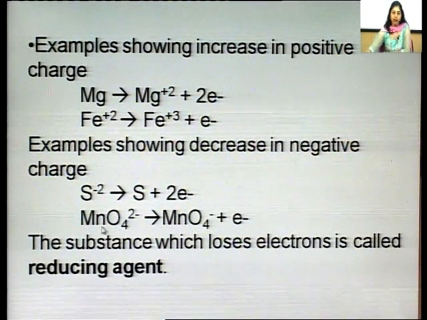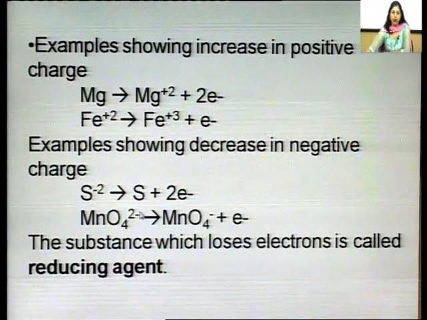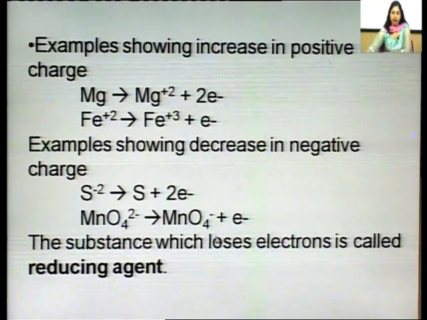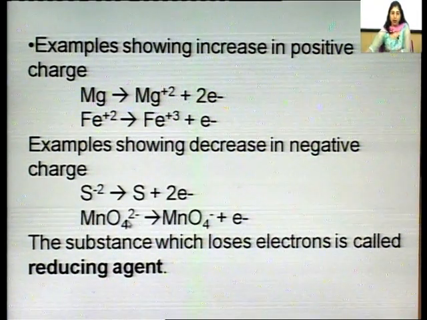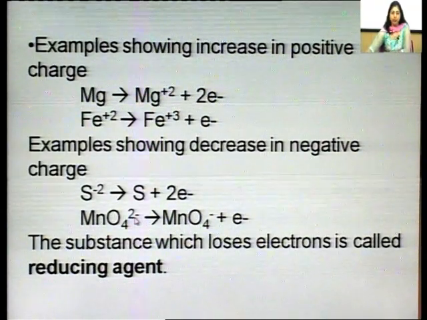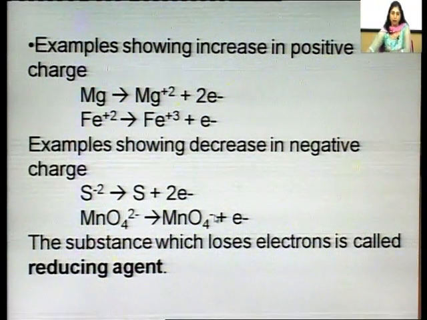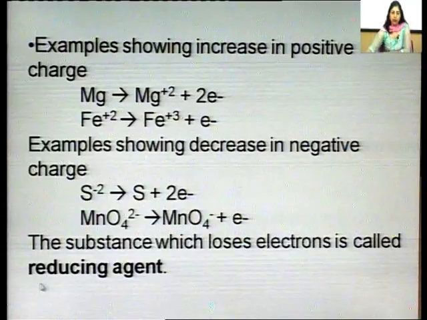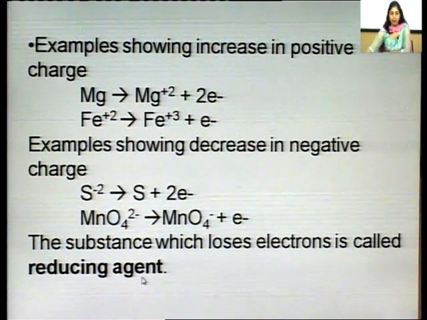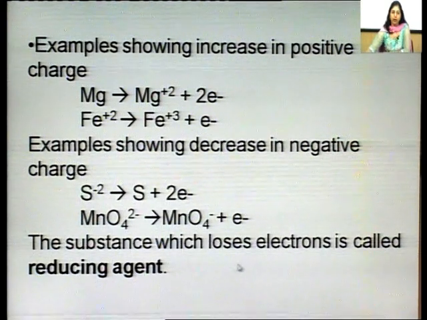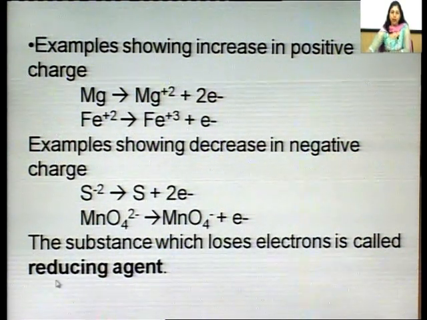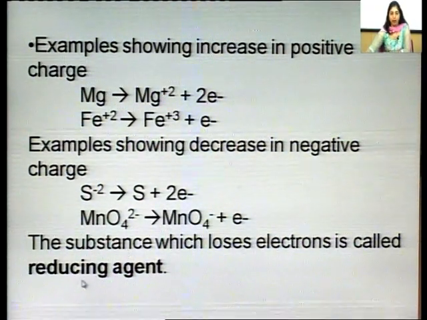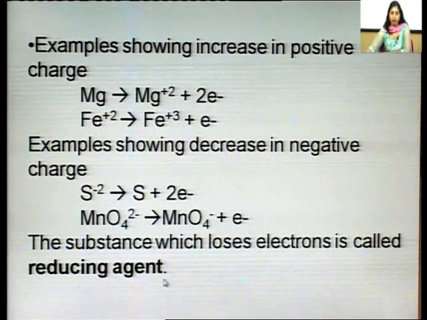Again, in the next example, MnO4 2 negative after the loss of one electron changes into MnO4 1 negative. Again, there is a decrease in negative charge from -2 to -1. And the substance which loses electrons is called reducing agent, means the substance which is undergoing oxidation, that is called reducing agent, means reverse is there. The substance undergoing oxidation is known as reducing agent.